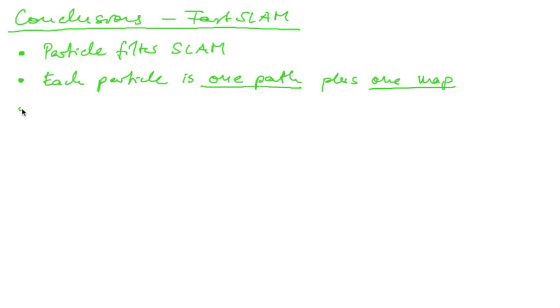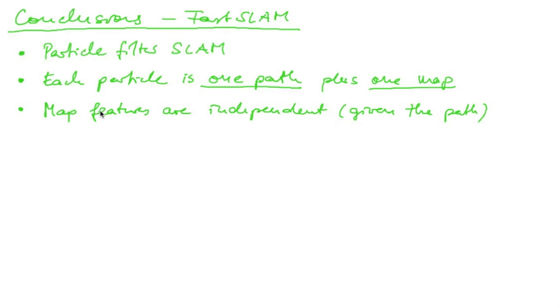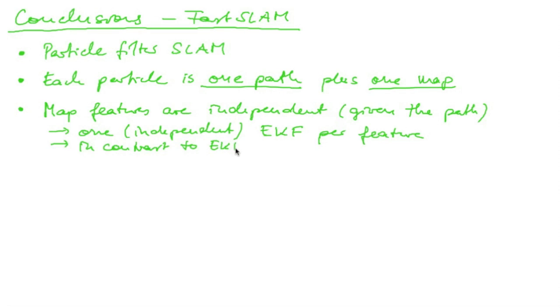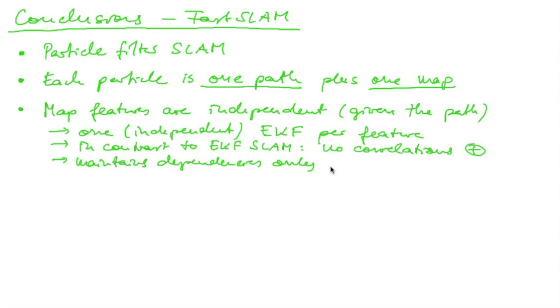Now one of the most important features was that our map features or landmarks are independent given the path, meaning of course the random variables describing the locations of our map features are independent when the path is given. And this has led to our solution to use one independent Kalman filter per feature, which has meant that in contrast to the extended Kalman filter SLAM approach, we have no correlations, and as you remember, those correlations were responsible for our covariance matrix, of size 3 plus 2n times 3 plus 2n, which is quadratic in the number of landmarks.